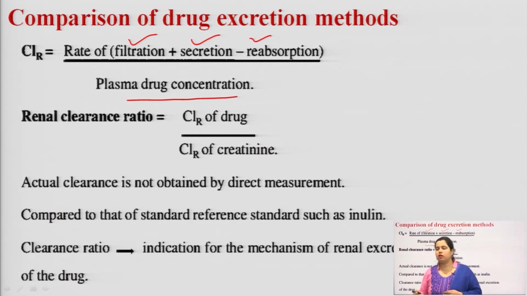So, the renal clearance ratio will be CLR of the drug over CLR of creatinine. So, the ratio is calculated using this. Actual clearance is not obtained by direct measurement but compared to that of a standard reference such as insulin. So, the clearance ratio is basically an indication of the mechanism of renal clearance or renal excretion of the drug. Through this we can get information about the exact mechanism the drug is using for its clearance or excretion.